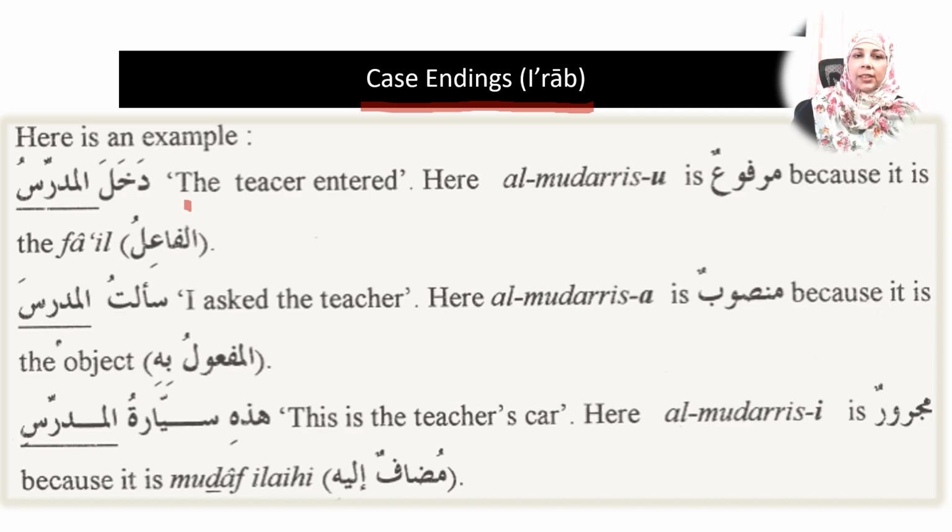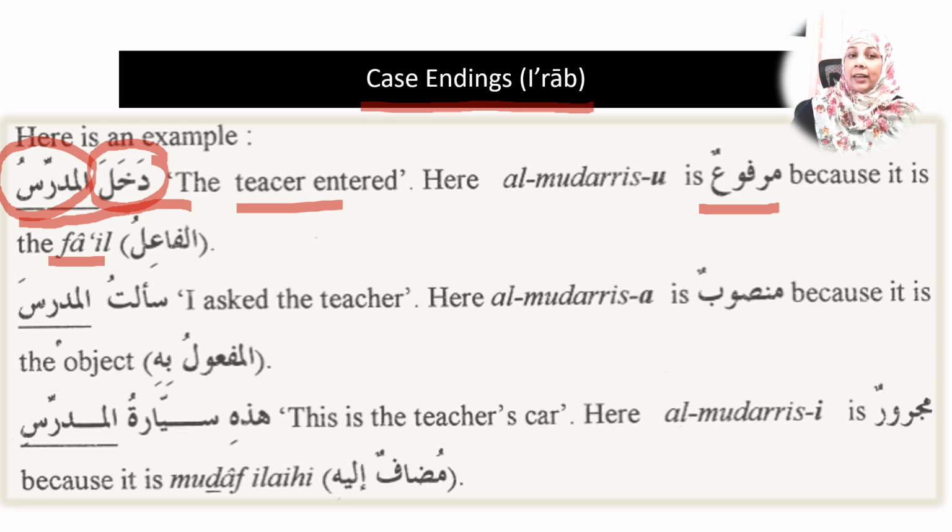Let's look at this first sentence. دخل المدرس. The teacher entered. Here the verb is dakhala, which means he entered. So who entered? The teacher entered. So the teacher is the subject here. Al-mudarrisu is marfu'un because it is the subject. It is the fa'il. That's why it ends with a dhamma. That's why it is in the marfu'un state.